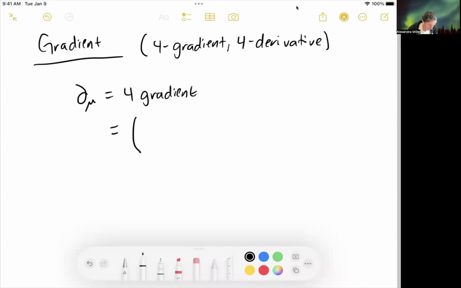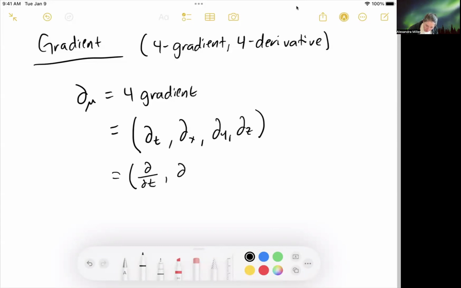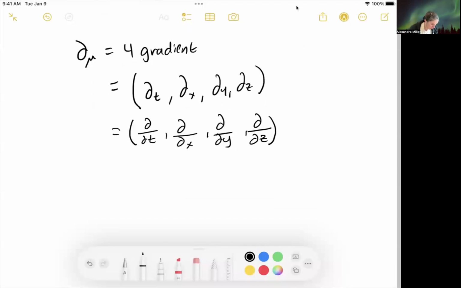So it's going to have four components, which, shorthand, usually we'll write this way. But really, this is our set of partial derivatives. So this is the partial derivative with respect to t, partial derivative with respect to x, partial derivative with respect to y, partial derivative with respect to z. And that's it.